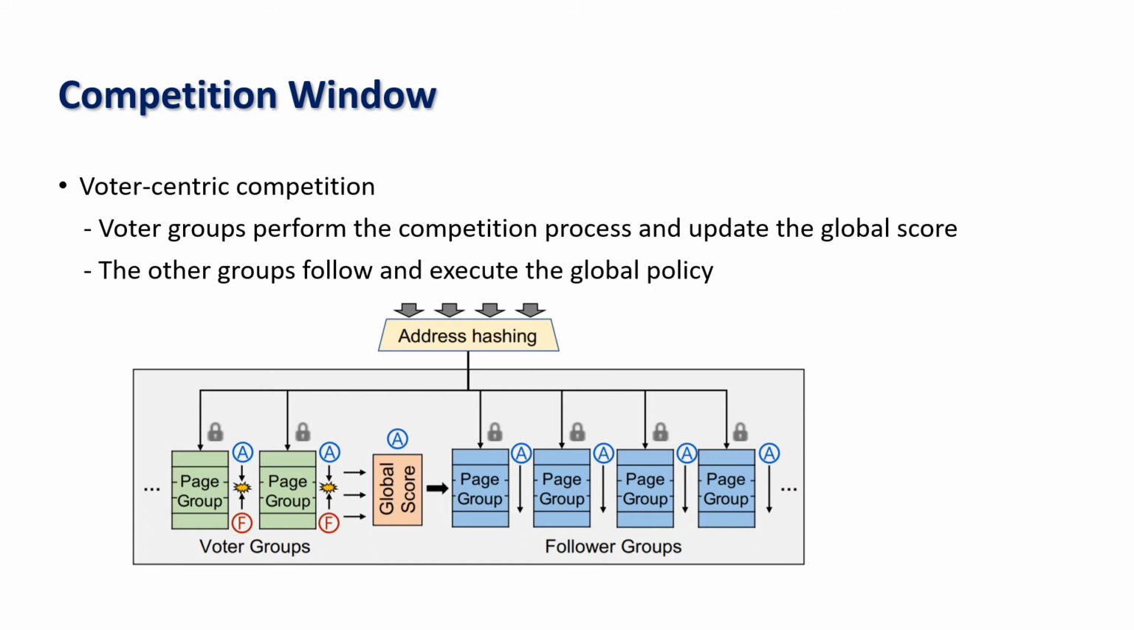And we don't force all groups to perform the competition procedure. Instead, we make only the sampled voter groups participate in the competition process, and the rest of the groups just follow the global policy. It significantly reduces the overhead of the competition mechanism, because worker threads are allowed not to perform the competition procedure when the desired page belongs to follower groups.